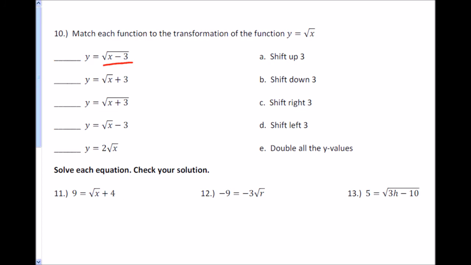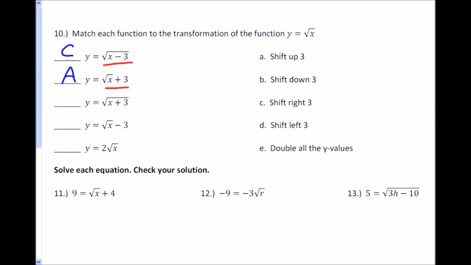So this one's going to move to the right. So this is going to shift to the right 3 units, which is letter C. For the next one, I'm adding on the outside. And when we do things on the outside, it does exactly what we think it's going to do. Adding or subtracting on the outside moves up or down. Since we're adding, it's going to move it up that many. So that's letter A. It shifts up 3 units.